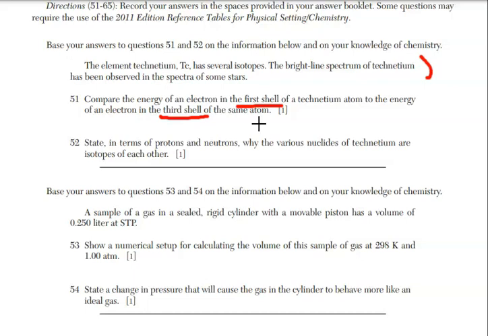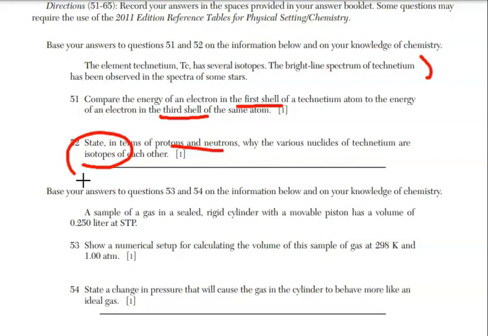For 52, in terms of protons and neutrons, why the various nuclides of technetium are isotopes of each other. Well, here you go with vocabulary words again. Real simple. This is a vocabulary word. This is key. It already showed up on this test. They have the same number of protons, different number of neutrons.